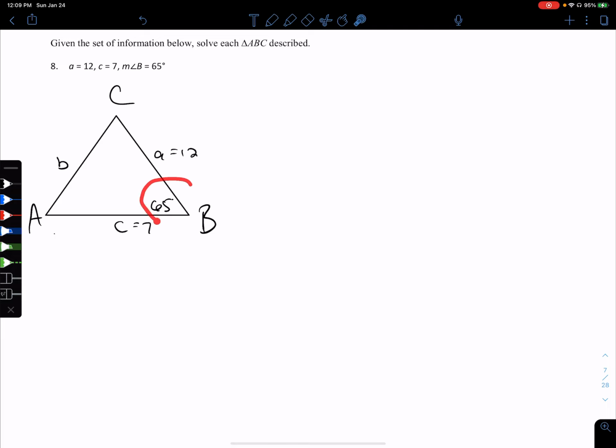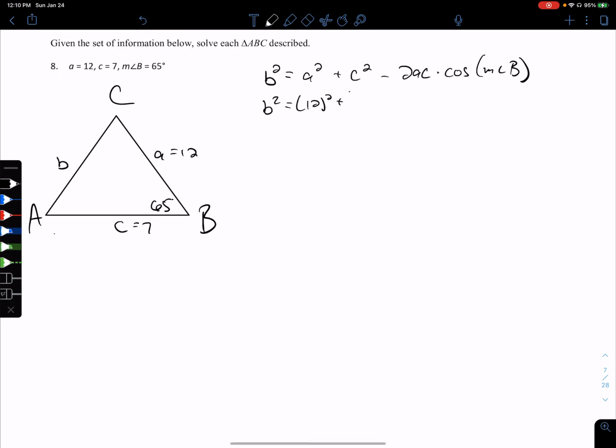Which law of cosines equation do I use? I'm going to use the one that uses angle B, and that one starts out with side b. b squared is a squared plus c squared minus 2ac times cosine of the measure of angle B. Don't know what b is. a is 12, c is 7, measure of angle B is 65.